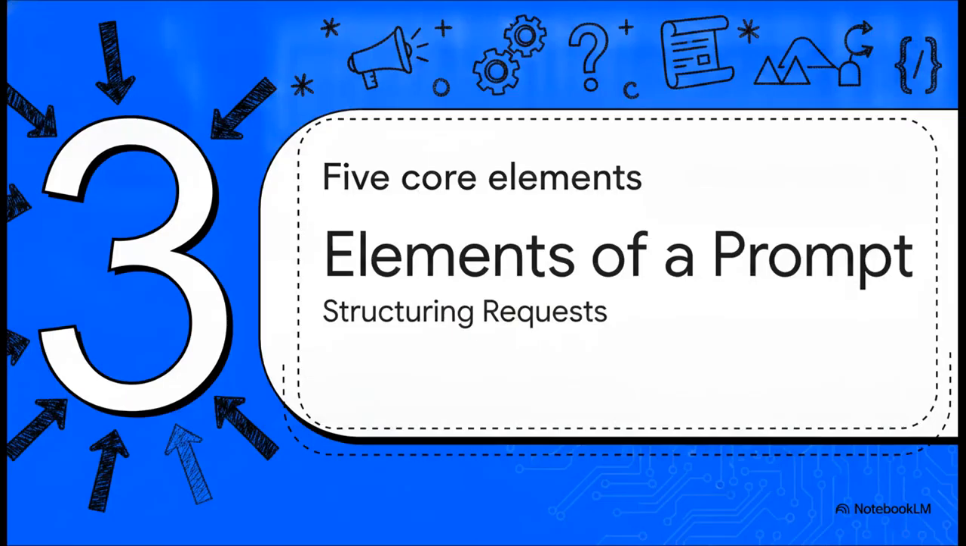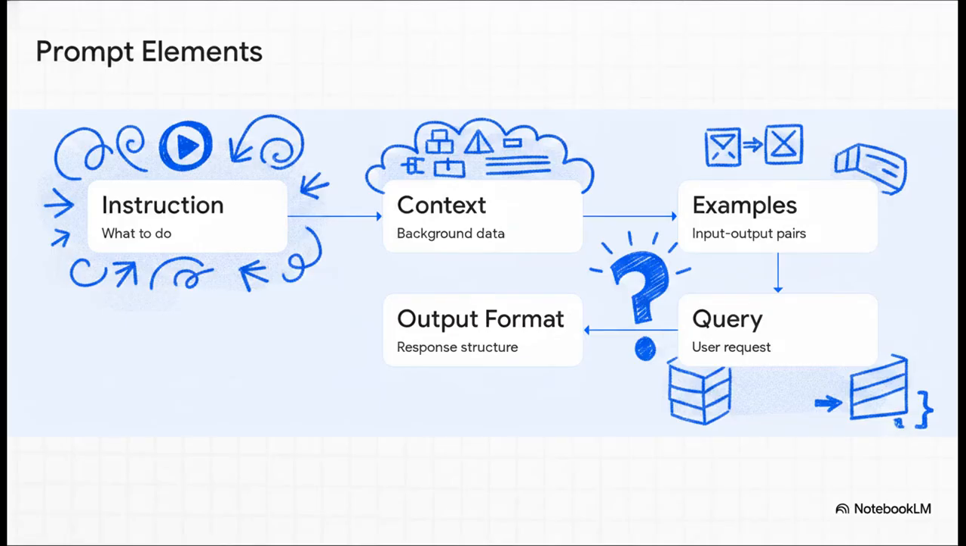Which brings us to Section 3, the 5 elements of a prompt, or how we actually structure these requests. A production-grade prompt is never just a single sentence you fire off into the void hoping for the best. It is a highly structured request. Let's walk through this by imagining you're building an automated support bot. Your prompt starts with an instruction. This establishes the persona and the core task, like telling the model it's a helpful assistant designed to summarize support tickets. Second is the context.